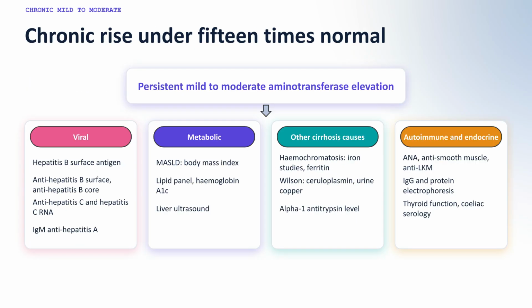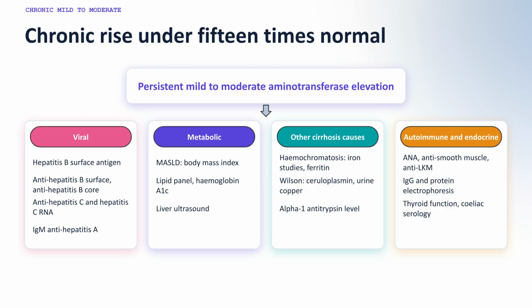For a chronic mild to moderate elevation, work through 4 groups. Viral. Send hepatitis B surface antigen, surface and core antibodies, hepatitis C antibody with RNA, and an IgM hepatitis A. Metabolic. Metabolic dysfunction-associated steatotic liver disease is the commonest cause worldwide, so check body mass index, a lipid panel, a hemoglobin A1C, and a liver ultrasound. Then, the other causes of cirrhosis. Iron studies, ceruloplasmin and urine copper, and an alpha-1 antitrypsin level.